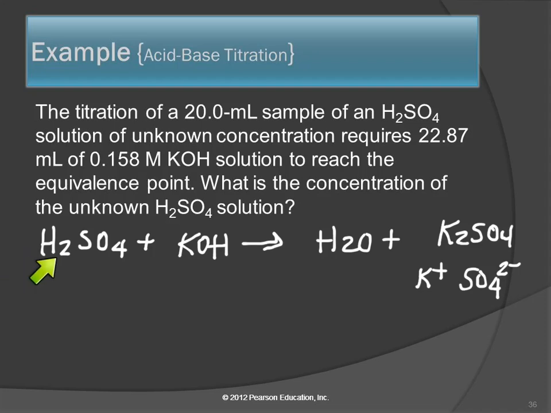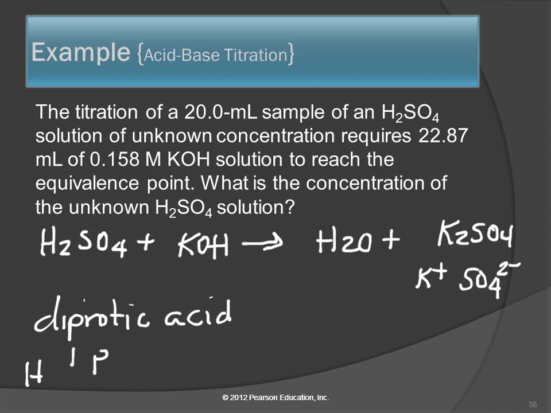This acid has 2 hydrogens. We call that a diprotic acid because it has 2 hydrogens. Why don't we call it a dihydrogen acid? Well, let's think about a hydrogen atom. How many protons does it have? 1. How many electrons? 1. When you make a hydrogen ion, it still has 1 proton, but you took its electron away, right?